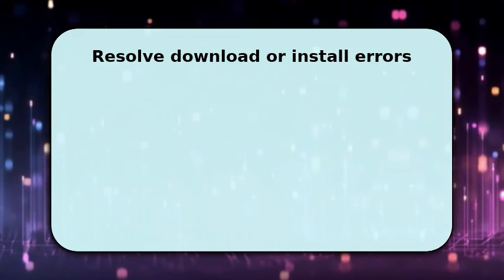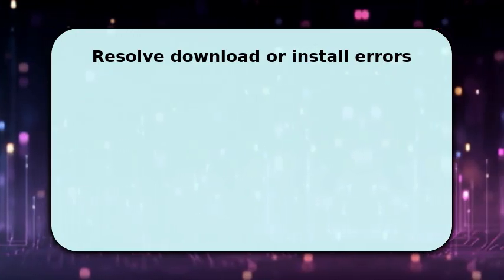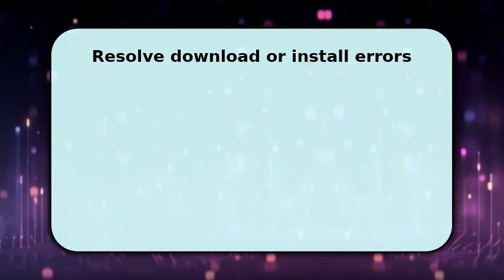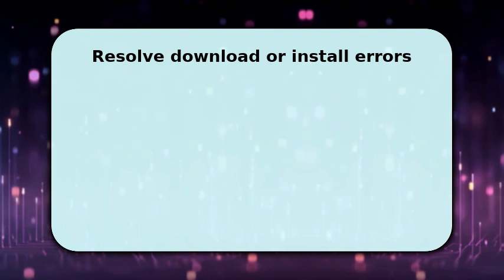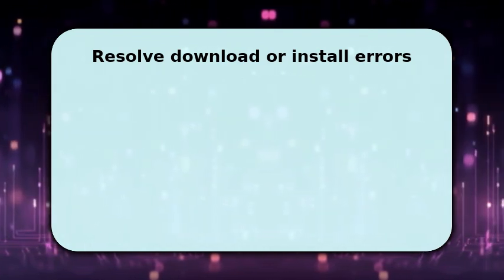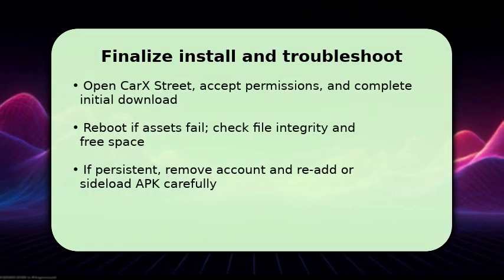Once updated, retry the download while watching the progress percentage and ensure battery or data saver modes aren't restricting background activity. Make sure installation permissions for unknown sources are not improperly set. After installation, open Carx Street and accept required permissions so the launcher can fetch assets.